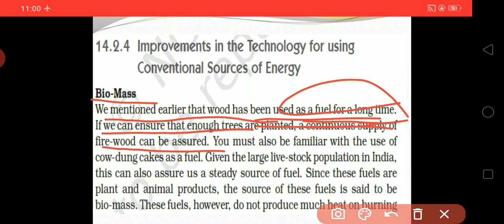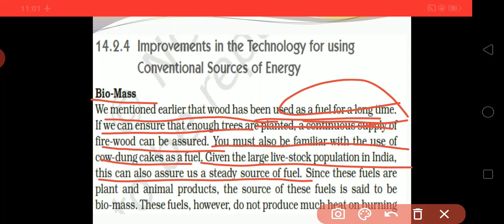You must also be familiar with the use of cow dung cake as a fuel. In Gujarati we say it as chana. Right? Chana, which is used for preparing food. As a fuel we are using cow dung cake, and that is also one of the important sources used as a fuel. Now, given the large livestock population in India, this can also assure us a steady source of fuel.